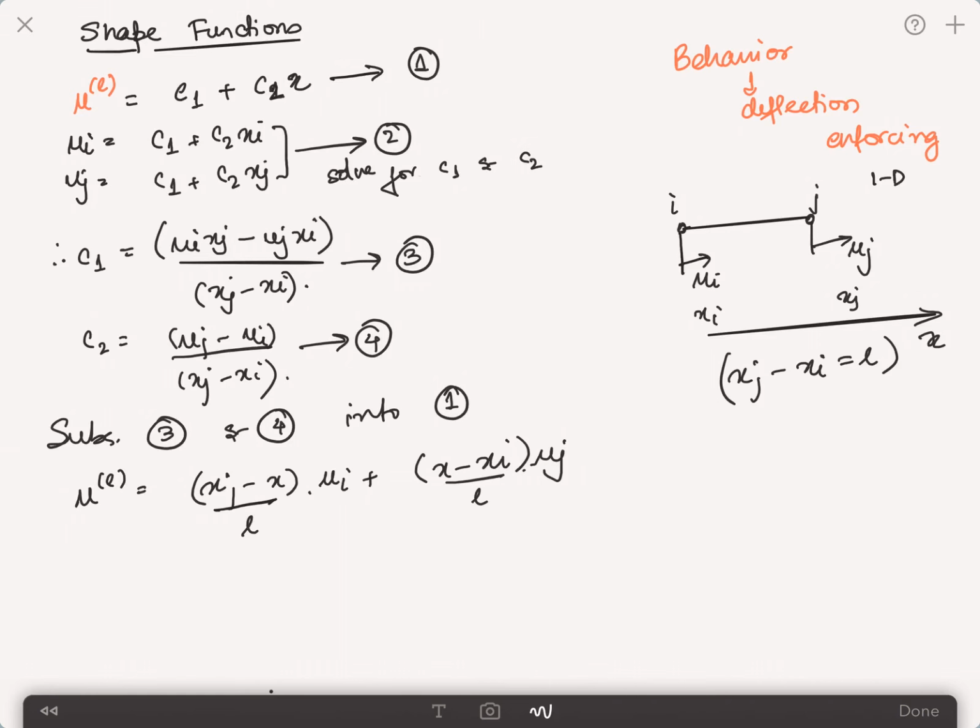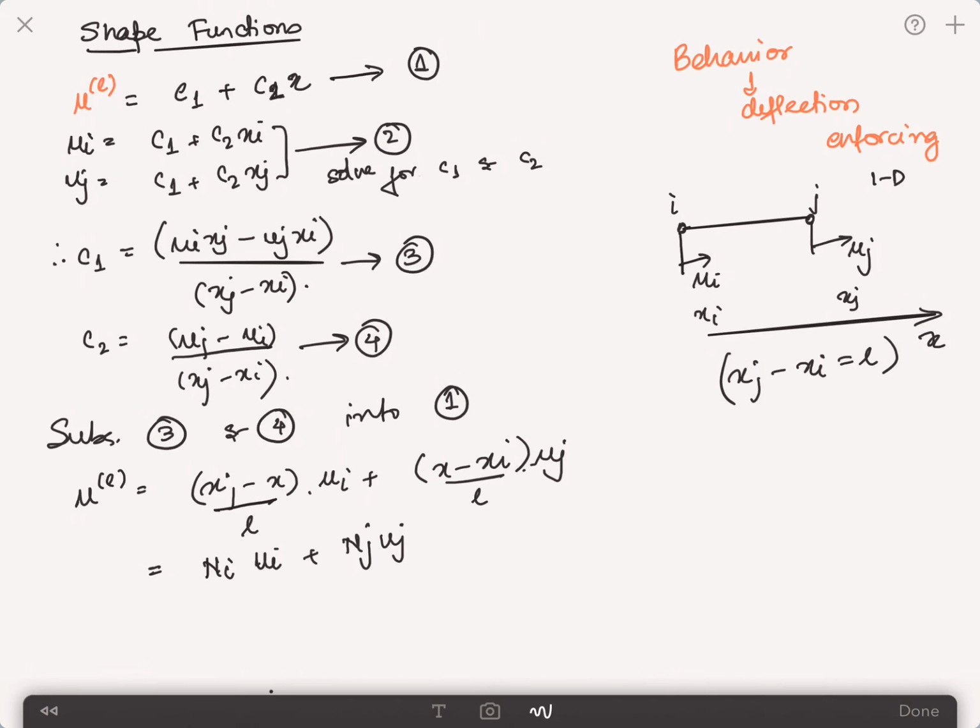So pause the video and go through and see if everything checks out for you. And of course, L is given as the length of the element. So I have a displacement function here in terms of the nodal displacements for the element. Now, if I want to write it simply, then I can also replace the coefficients by Ni and Nj for the different nodes, for the nodes i and j.